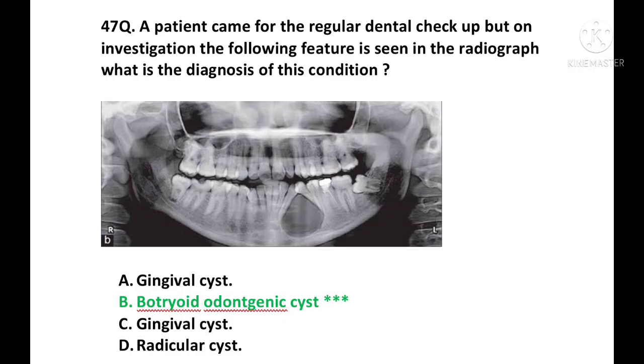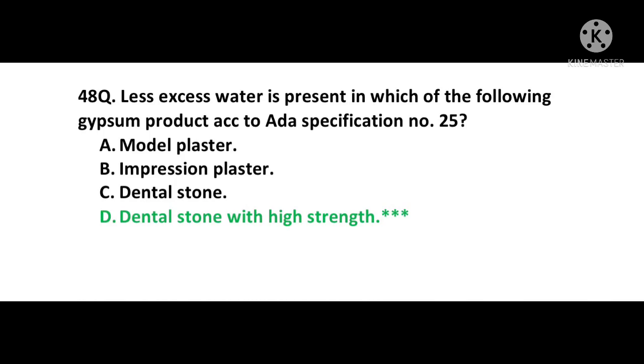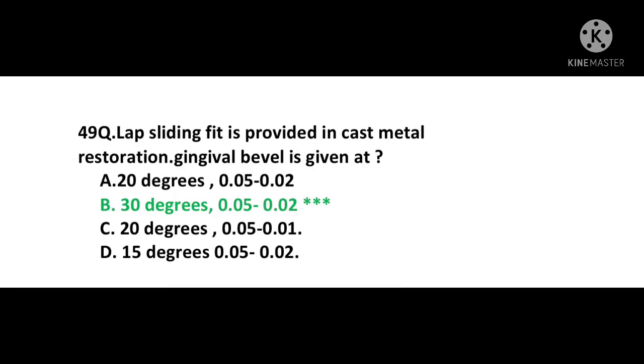Here the case is clearly suggestive of botryoid odontogenic cyst. I have taken this from a standard book. Less excess water is present in which of the following according to ADA specification number 25? Dental stone with high strength. Lap sliding fit, this was a repeat so many times. 30 degrees, 0.05 to 0.02 mm.